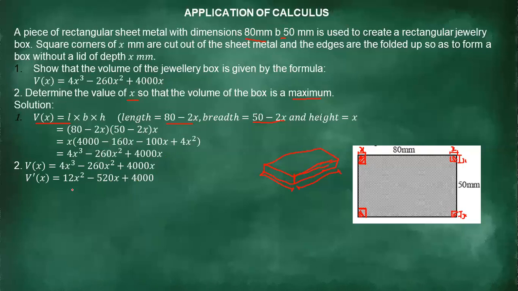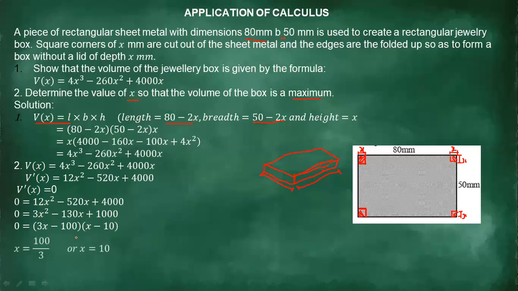Then remember we said we equate it to 0, so that we can solve the value of x. The second step, we can simplify it, and then divide each term by 4. It's going to give us 3x squared minus 130x plus 1000. Then you write the factors, and then you solve two values of x, which is x equals 100 over 3 or x equals 10. Now, how will you know which value of x gives the volume of the box a maximum?